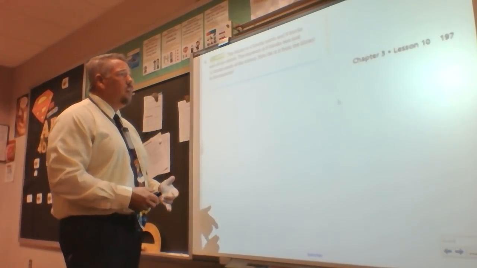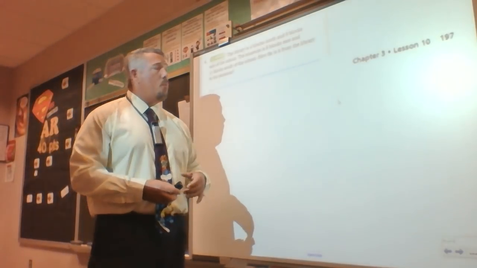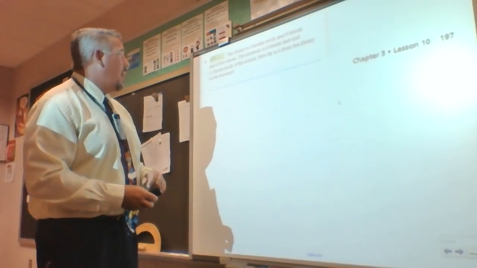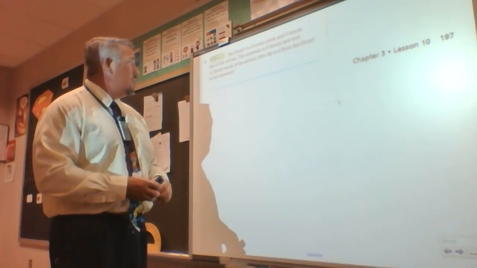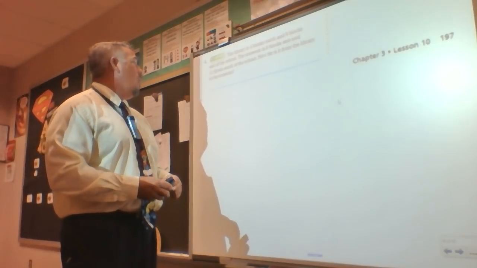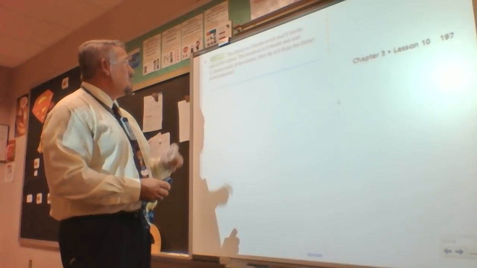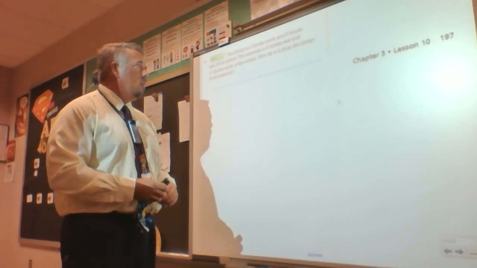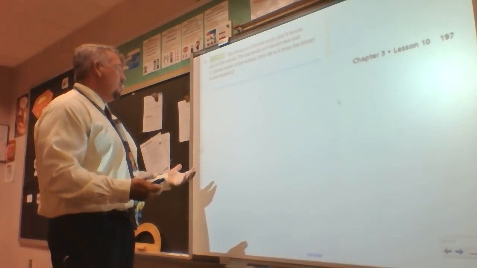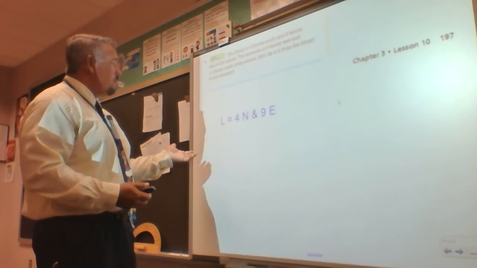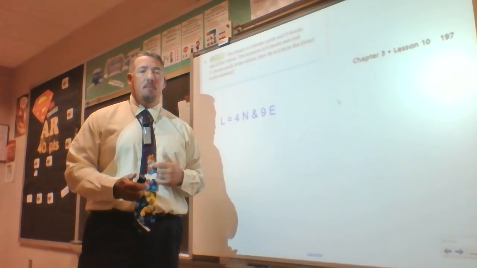The last one then we have is question 4. It says the library is 4 blocks north and 9 blocks east of the school. The museum is 9 blocks east and 11 blocks south of the school. How far is it from the library? So let's look at our first piece of information. My first piece of information tells me that my library is 4 blocks north and 9 blocks east.